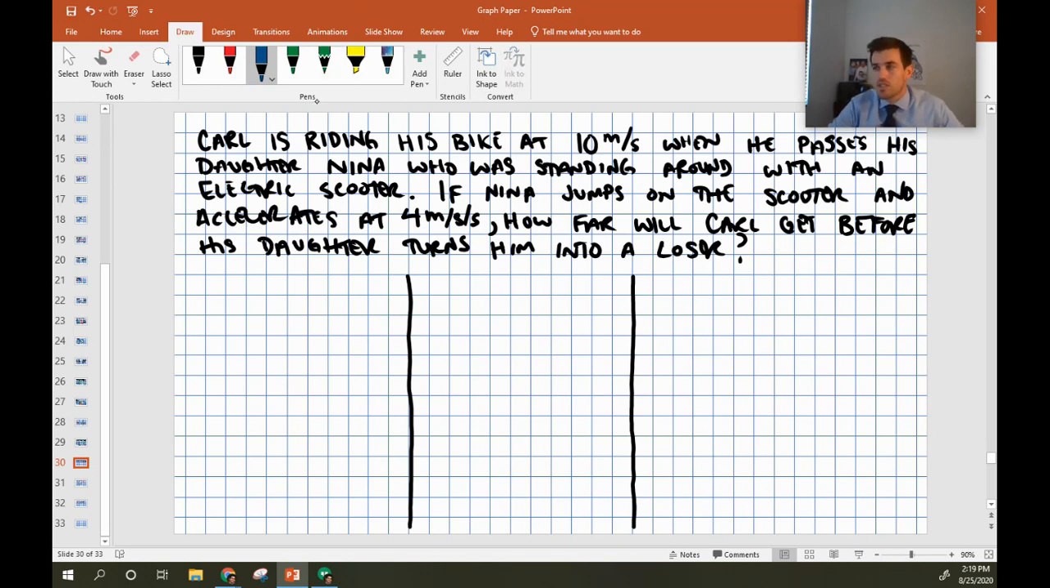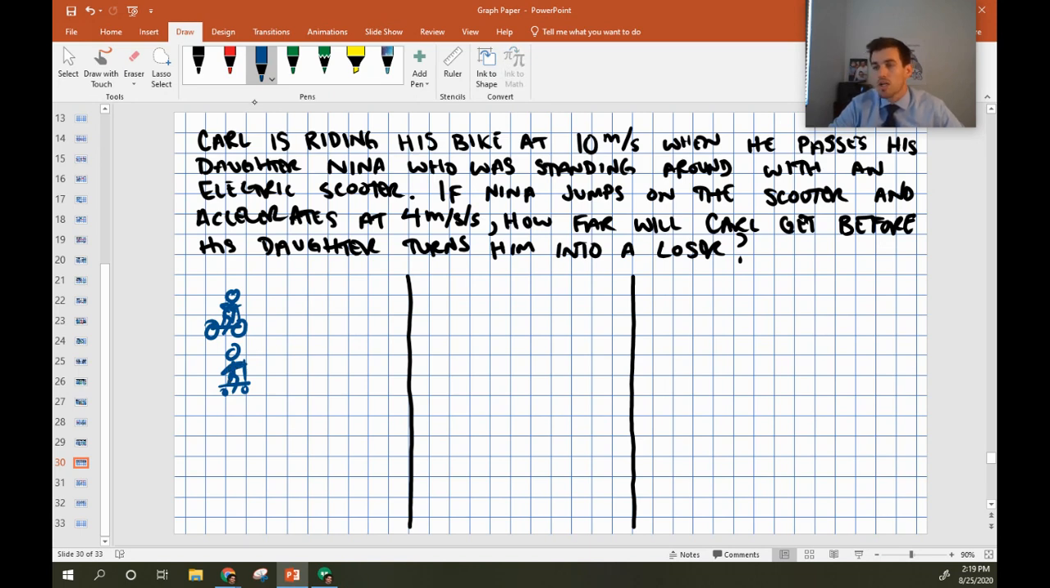So let's start with a sketch, though. We have Carl riding his bike. Sure, that's a bike. Carl riding his bike. We have Nina riding her scooter. Probably that hand should be going this way. There we go. Now she's holding onto the scooter.